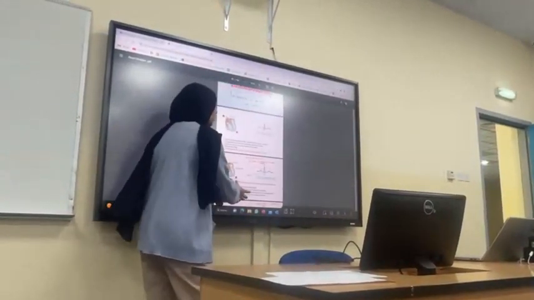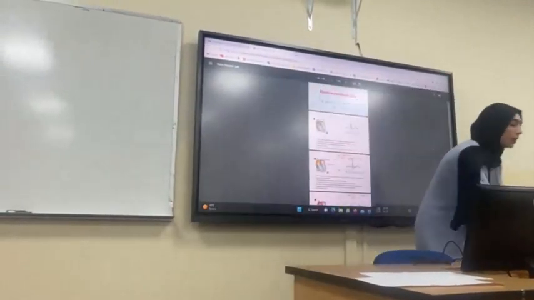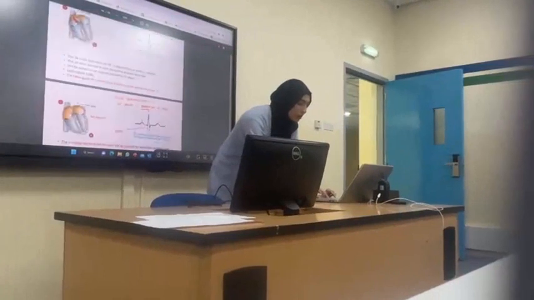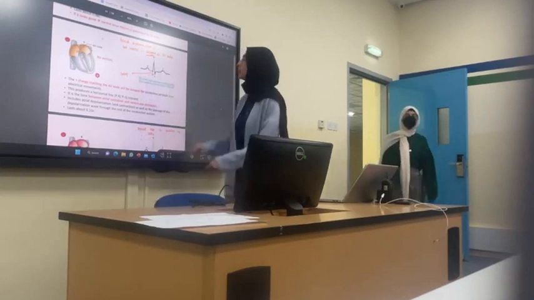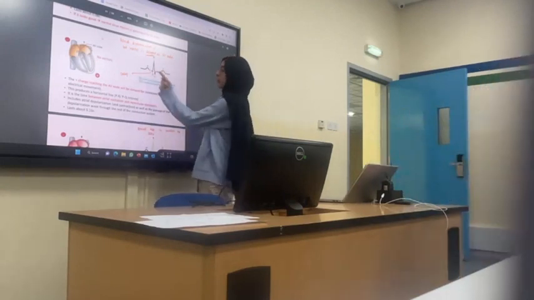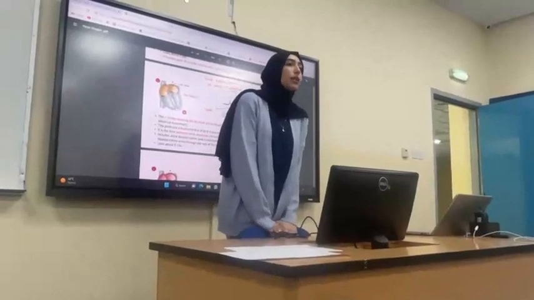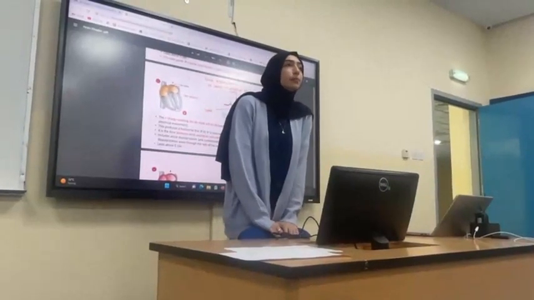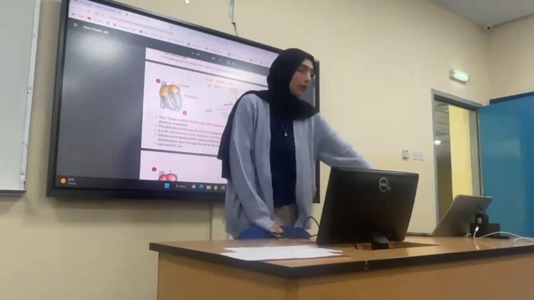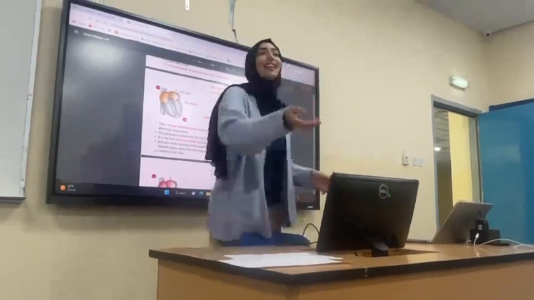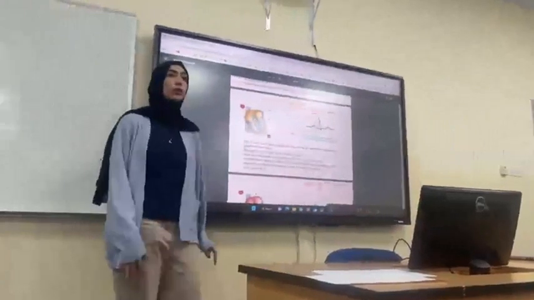Remember the delay we talked about at the AV node? This is where it shows on the ECG: this line over here between the P and the Q. Again, why did we start this delay? Because we want the atria to contract fully before the ventricles. We have to make sure that the atria contract before the ventricles can contract.